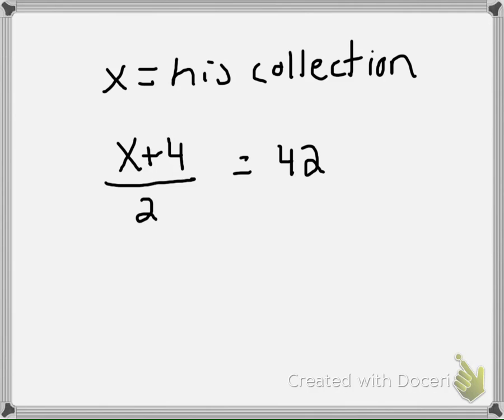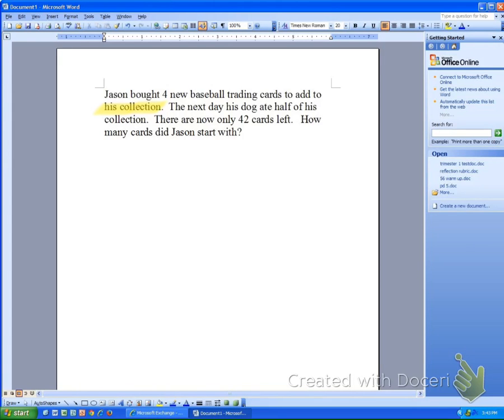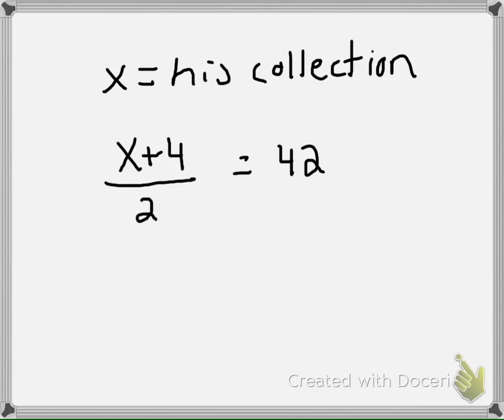He took his collection, however many that was, and he added 4. And then it said that his dog ate half of them. So after he took his collection and added 4, then at that point his dog ate half. So that means I'm dividing his collection in 2. Okay, and then there were 42 left. So this is the equation that represents the story problem. Make sure you understand why.